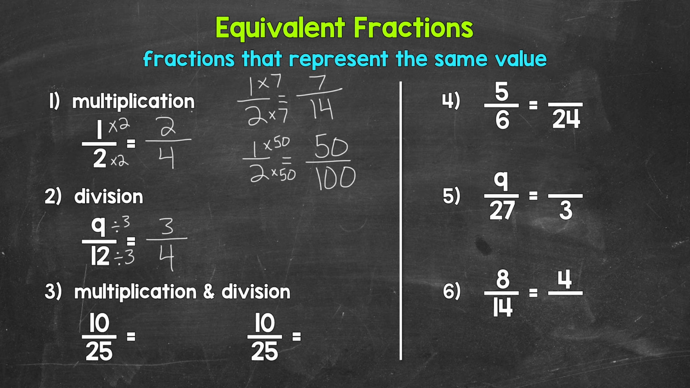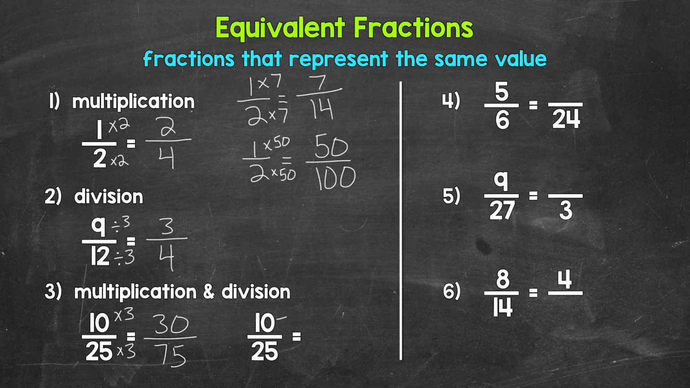Let's move on to number 3, where we will use multiplication and division. So we will find 2 different equivalent fractions. We have 10/25 for our fraction. Let's start with multiplication, and we will multiply the numerator and denominator by 3. 10 times 3 gives us 30, and 25 times 3 gives us 75. So we get 30/75. And these are equivalent fractions. Now let's use division. So we need to think of a common factor between 10 and 25, something we can divide 10 and 25 by.